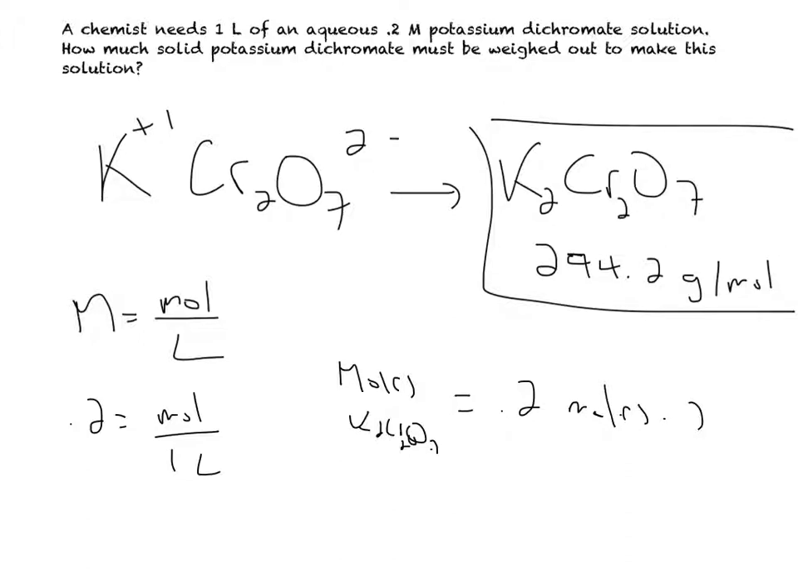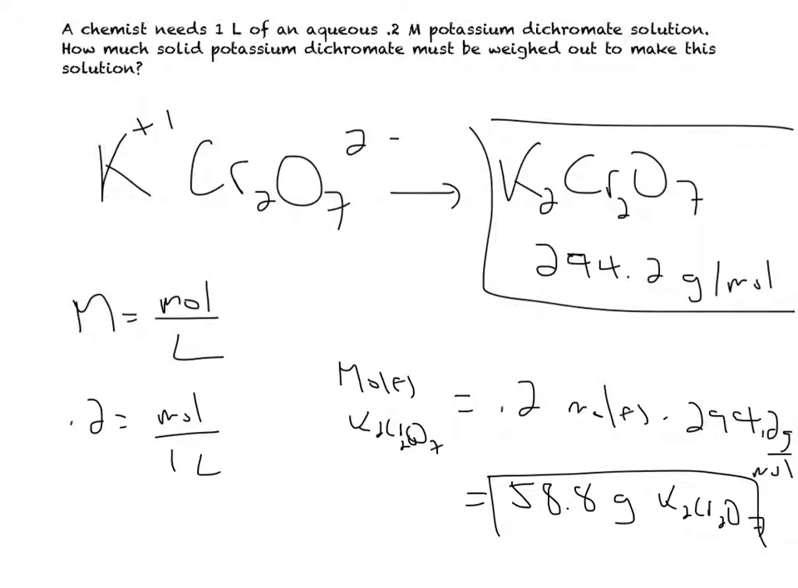I then multiply that by the molar mass, which is 294.2 grams per mole, and I end up with 58.8 grams of potassium dichromate. So what I would do is take this much potassium dichromate, weigh it out, add it to my volumetric flask, like we saw in the picture on the earlier slide, and then fill it to the line with distilled water. We would then have 1 liter of a 0.2 molar potassium dichromate solution.